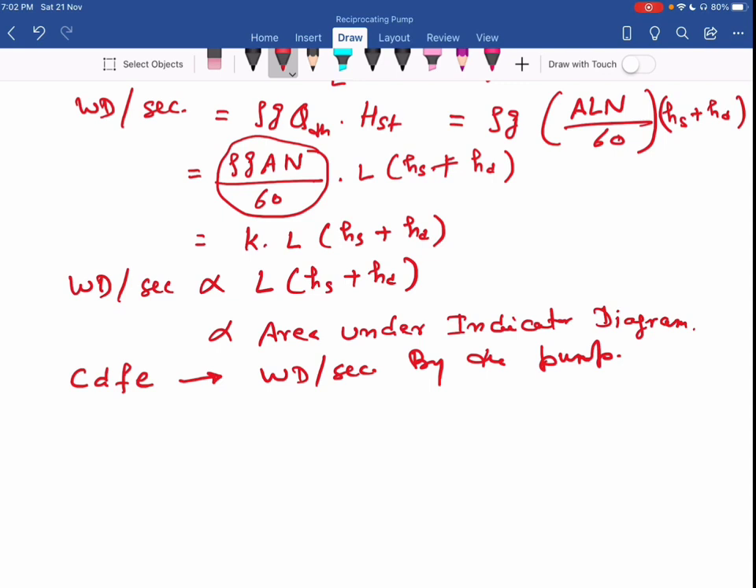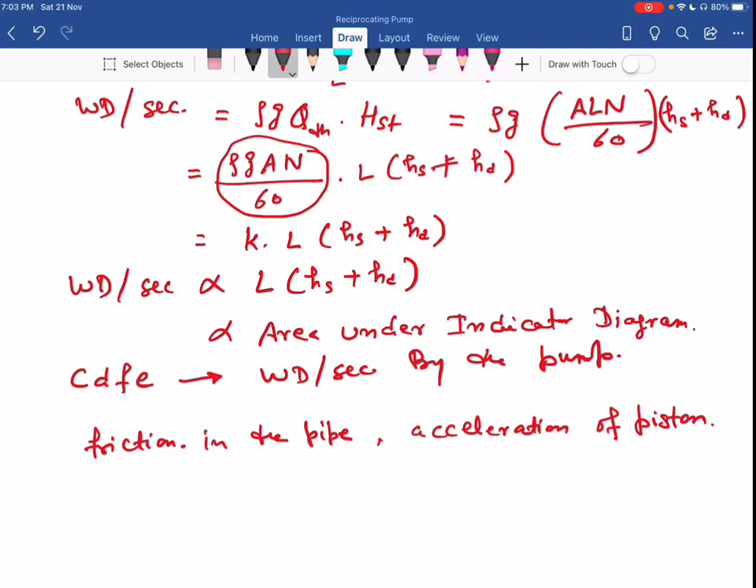Okay. Now this indicator diagram we just discussed here has not taken into consideration the effect of friction in the pipe, and also the effect of acceleration of piston. So we neglect these two effects on the indicator diagram. So that's why I call that diagram an ideal indicator diagram. Okay. So if I try to introduce these effects separately, then I have different shapes of indicator diagrams.